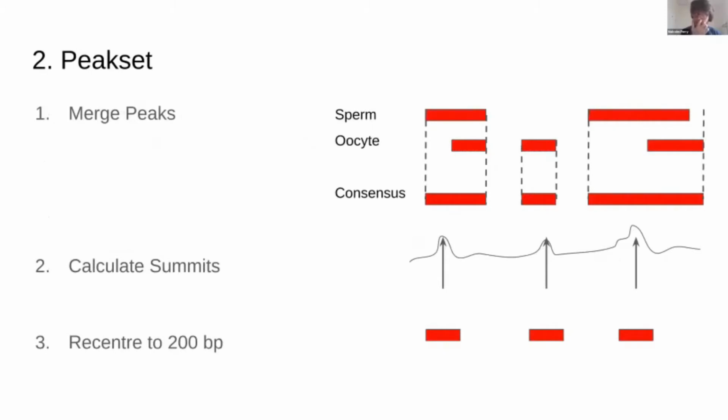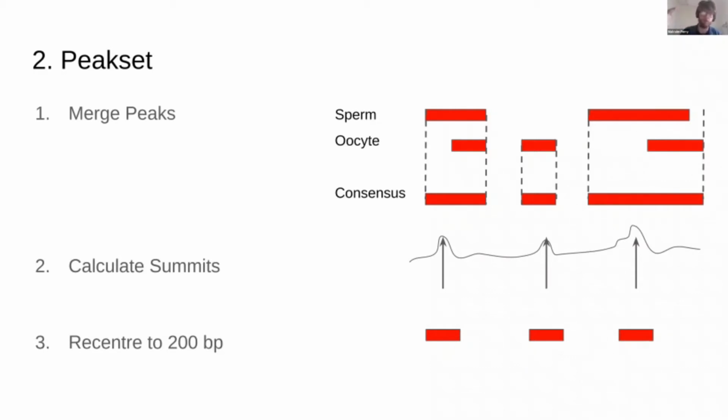So now we have to generate the peak set from these consensus peaks, and there's basically 3 steps to this. We merge the peaks, and this function, as you'll see in the tutorial, has an argument called minimum overlaps. So assuming we called each sample separately, so we had 2 sets of peaks for oocyte and 2 sets of peaks for sperm, we might want to say, well, actually, we need to have at least 2 peaks together to take that peak into the consensus peak.